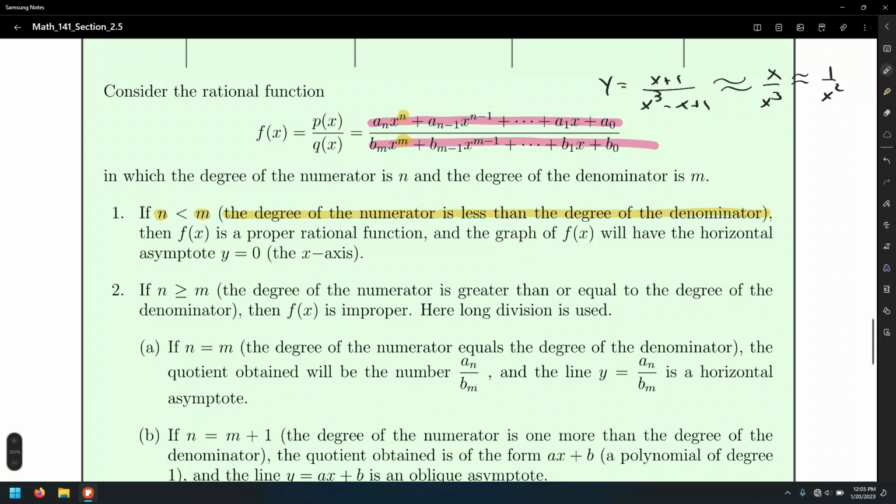Maybe not infinity. Any ideas? Divide by a big number. What's the tendency here?